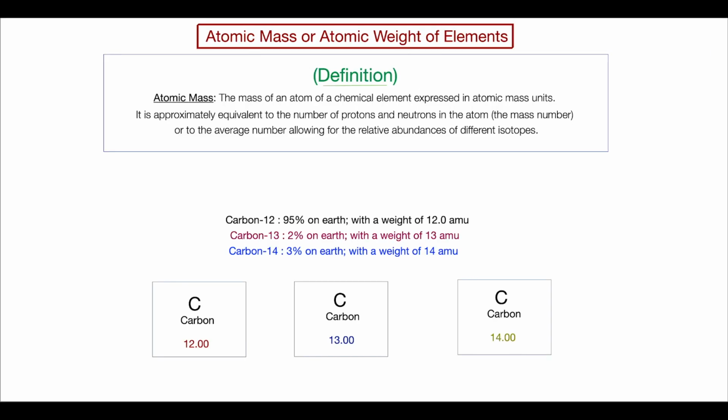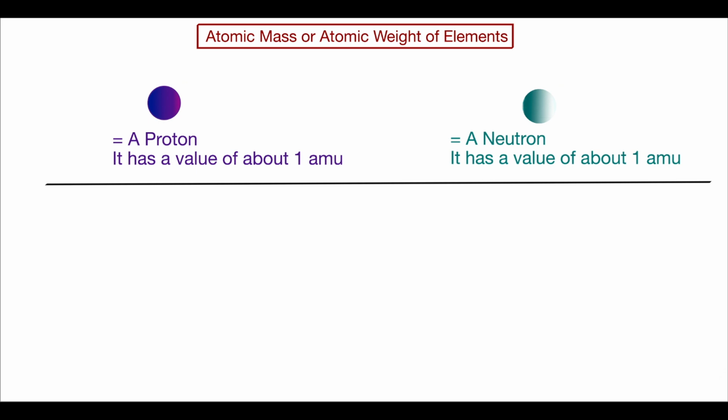As I said about the abundance of different isotopes, let's take an example. There are three versions of carbon: carbon 12, carbon 13, carbon 14. On Earth, 95% of the carbon is carbon 12, which has an atomic mass unit of 12 AMU, carbon 13 is around 2-3% with a weight of 13 AMU, and carbon 14, which is around 2-3% as well, with a weight of 14 AMU. The atomic mass number is found by adding the number of protons plus the number of neutrons in each element in question.